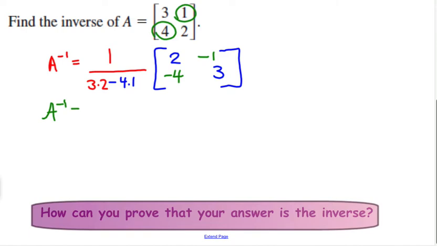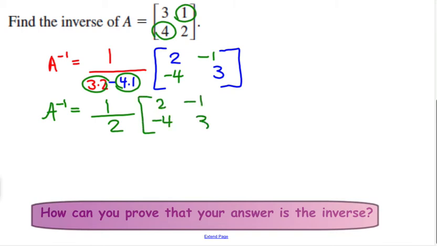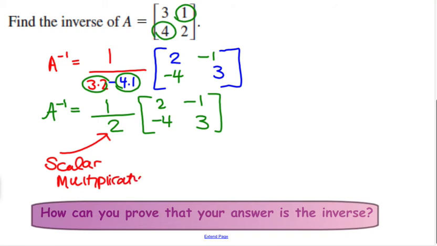So the inverse of A is 1 over 3 times 2, that's 6, minus 4 times 1, which is 4, so 6 minus 4 is 2. Then we have 2, negative 1, negative 4, 3. What this represents out here is a scalar multiplication. So what we can do is multiply all of the elements by 1/2.